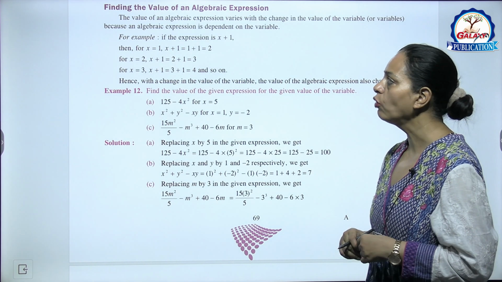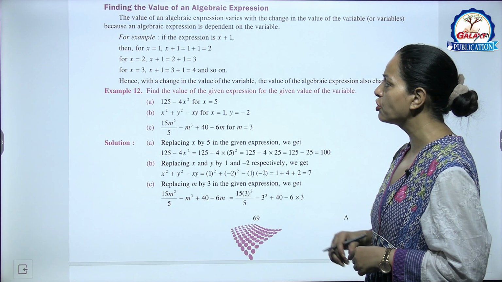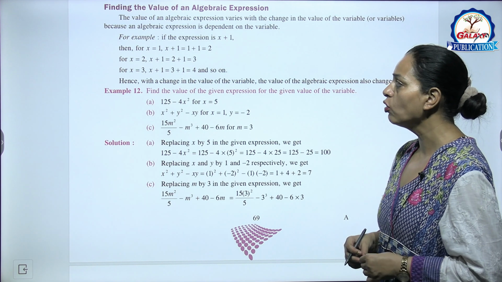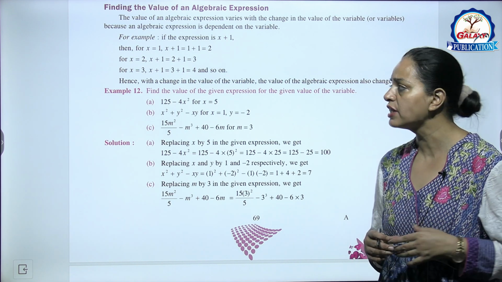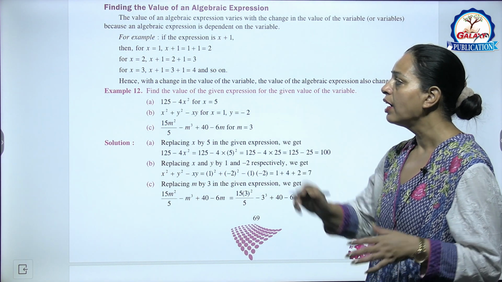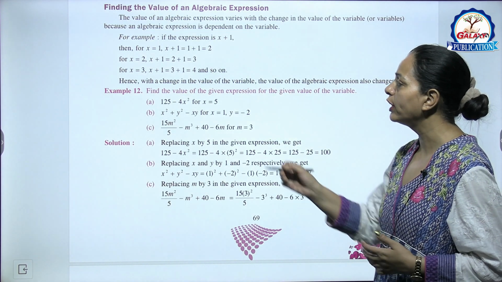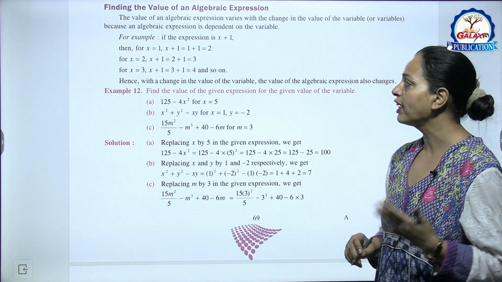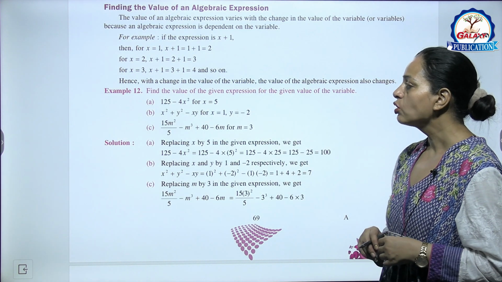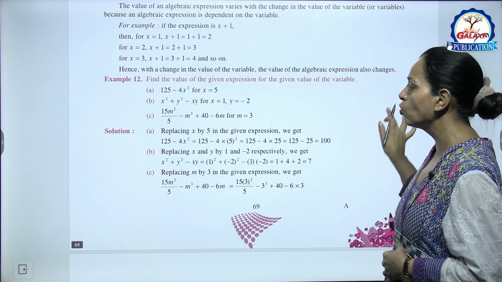Next we are talking about finding the value of an algebraic expression. The value of an algebraic expression varies with the change in the value of the variable or variables, because an algebraic expression is dependent on the variable. For example, if the expression is x plus 1, if we take x as 1, its value is 1 plus 1, 2. If x is 2, its value is 2 plus 1, 3. If x is 3, its value is 3 plus 1, that is 4, and so on. So with the change in the value of the variable, the value of the expression also changes.